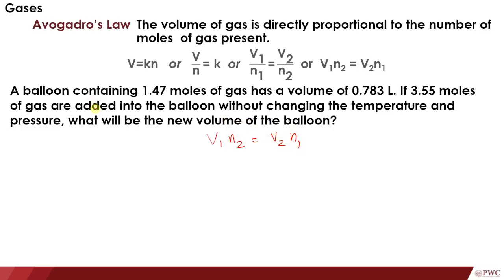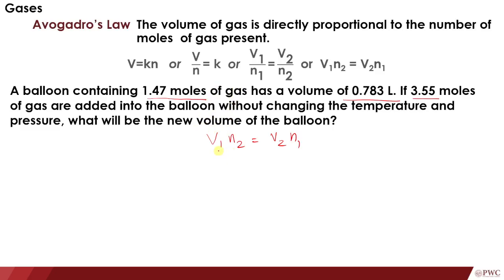A balloon containing 1.47 moles of gas has a volume of 0.783 liters. If 3.55 moles of gas are added into the balloon without changing the temperature and pressure, what will be the new volume of the balloon? Again, this is the initial number of moles and initial volume. This is the final volume, and we're looking for the new volume of the balloon, or the final volume.